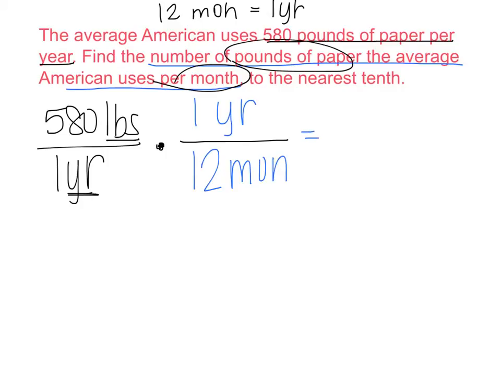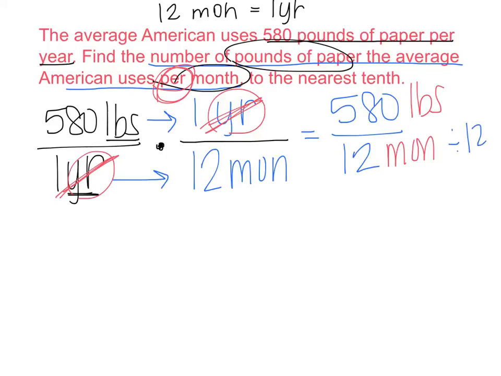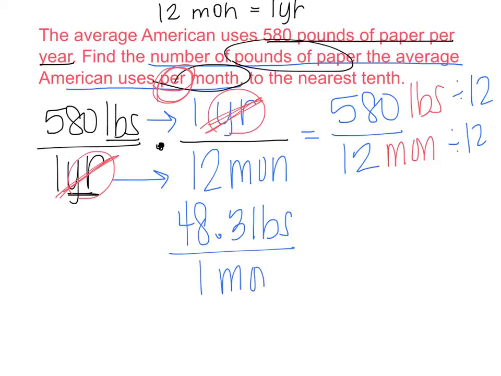So now we can look across. Let's multiply our numerator to get 580 over 1 times 12, which is 12. Now notice our units. We have a year on top and on the bottom, so that cancels out. So you get 580 pounds in 12 months, but if we're looking at per, we want just 1. So we're going to divide the top and the bottom by 12, and you end up getting 48.3 pounds per month. That is your answer.